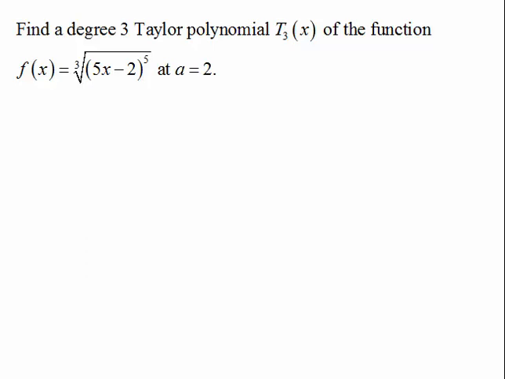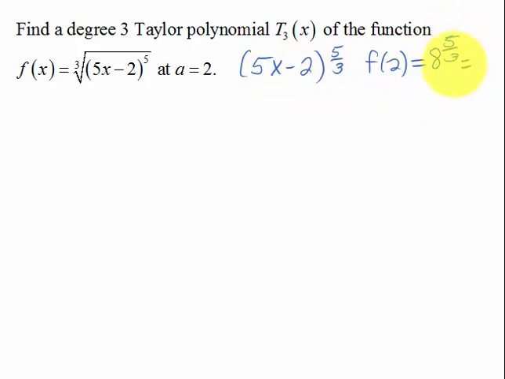So we want to find a degree 3 Taylor polynomial of this function centered at 2. So I'm first of all going to express this function with a rational exponent. So we've got 5x minus 2 to the 5/3. And now we want to go ahead and evaluate this function at 2. So that would be putting a 2 in here. We'd have 10 minus 2, which is 8. So that'd be 8 to the 5/3.